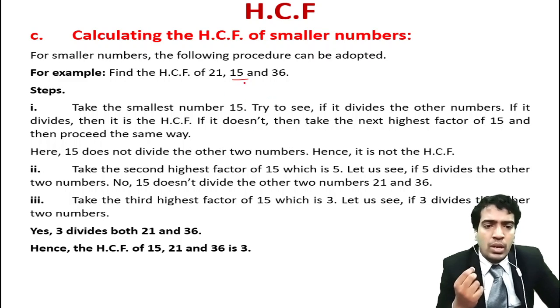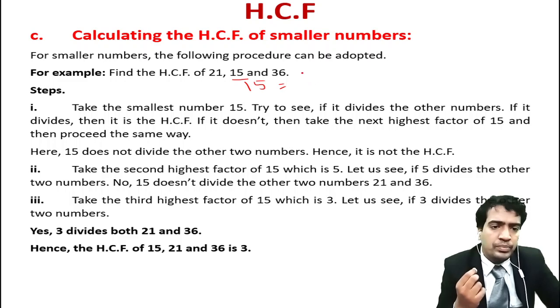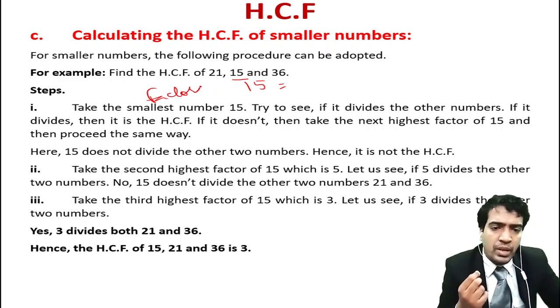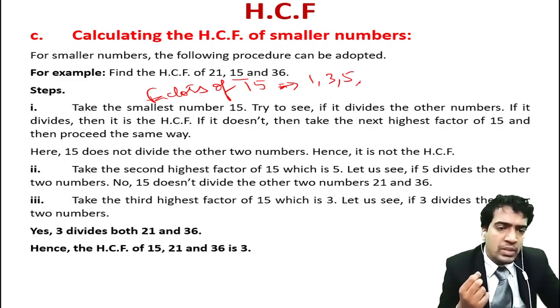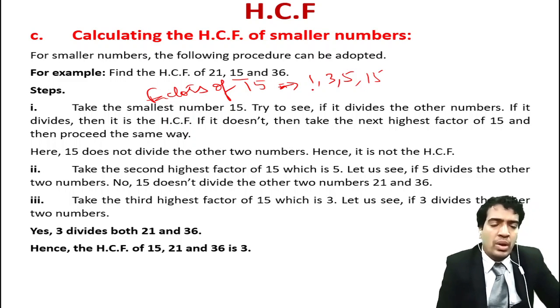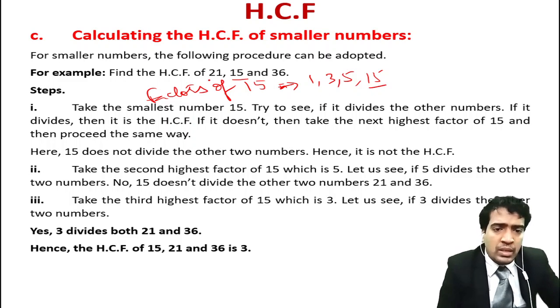If you reduce 15 into factors, what are the factors of 15? 1 is a factor of 15, 3 is a factor of 15, 5 is a factor of 15, 15 is a factor of 15. So 1 is the lowest factor, 15 is the highest factor. So you try to see if 15 divides the other numbers. If it divides, then 15 is the highest common factor. If it doesn't, then go to the next highest factor.